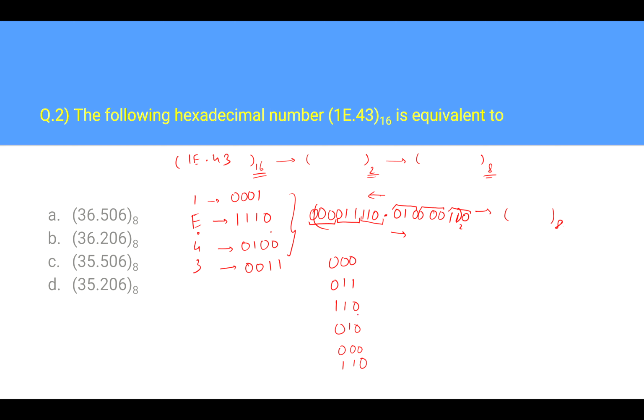And our decimal point lies after 110. So if we write this down in octal number systems, 000 denotes 0, 011 denotes 3, 110 denotes 6, decimal point is there, 010 denotes 2, 000 denotes 0, and 110 again denotes 6. So if we write this down in its octal form, this will be 36.206 with base 8. So if we see, B will be its correct answer.